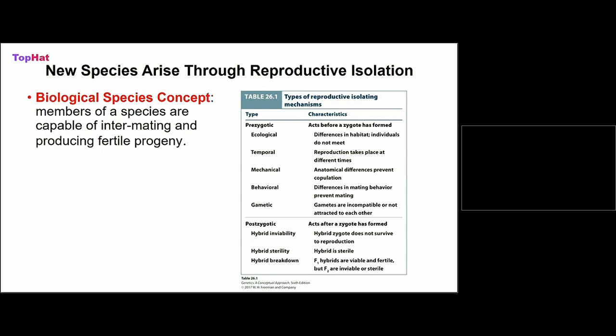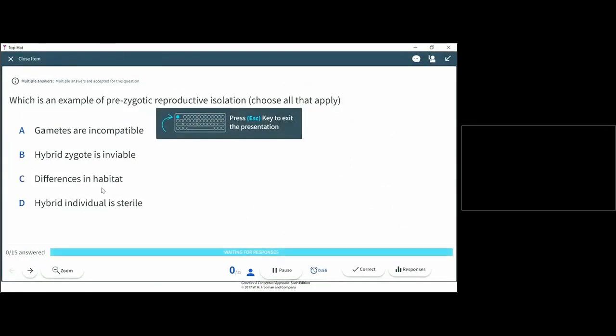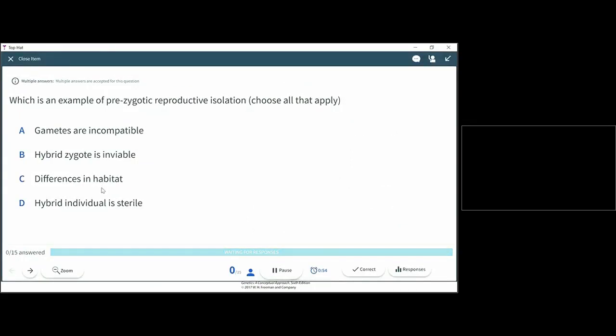Okay, so wait, I did have a question. Let's see. Okay, so speciation. Which one is an example of pre-zygotic reproductive isolation?